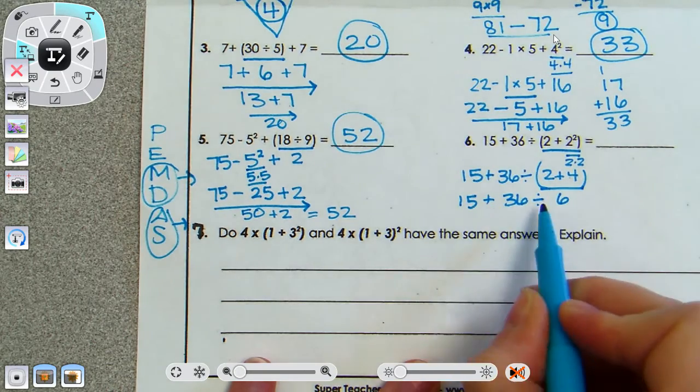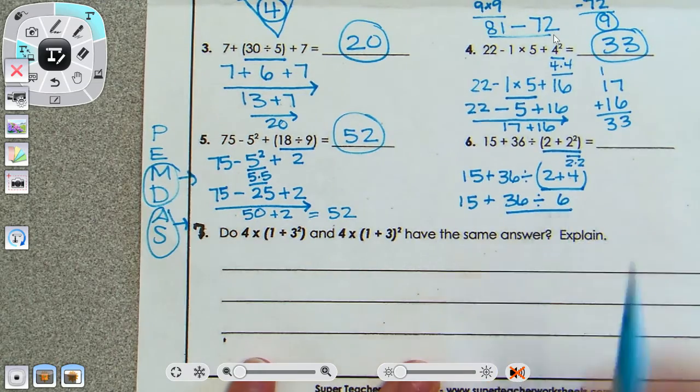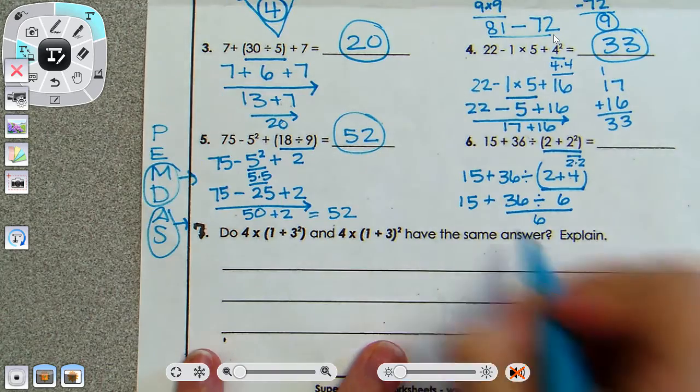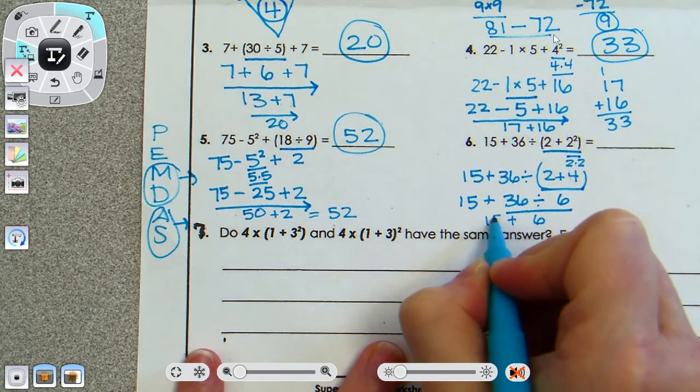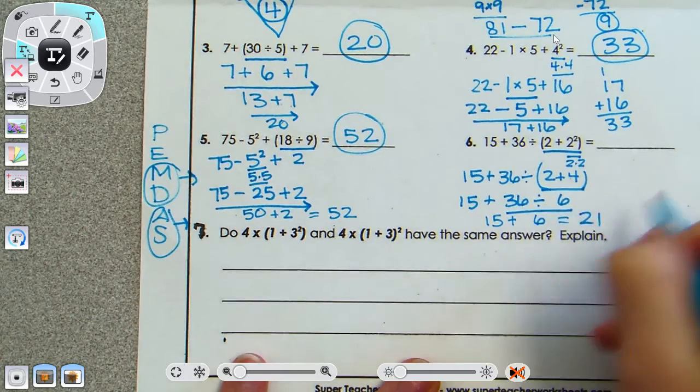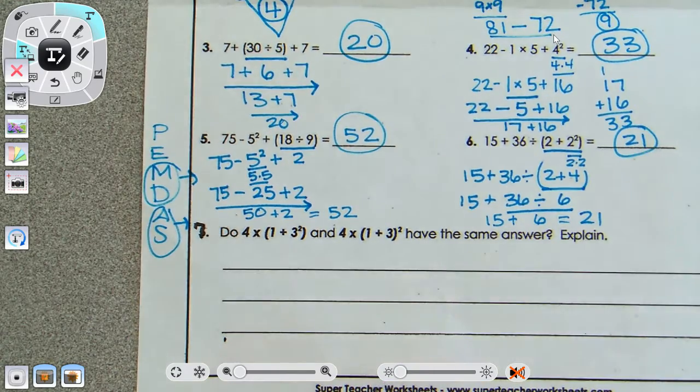Okay, I've got an addition and division. Well, the multiplication and division family comes next. So 36 divided by 6 is 6. I'm going to bring down my plus and my 15, and I'm on to my last step. 15 plus 6 is 21.